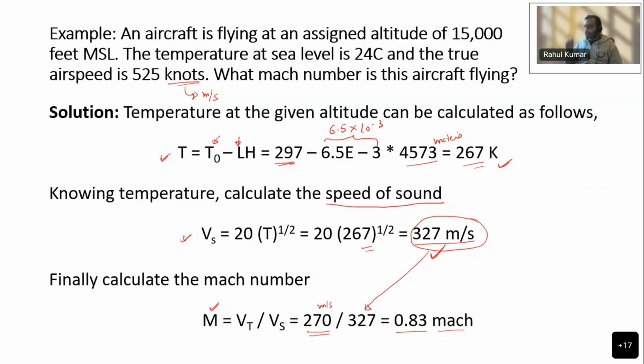So it's flying below the speed of sound. If you have Mach 1, that is your speed of sound, and if you have a higher value like 1.2 or 2 Mach, that means you are going above the speed of sound.